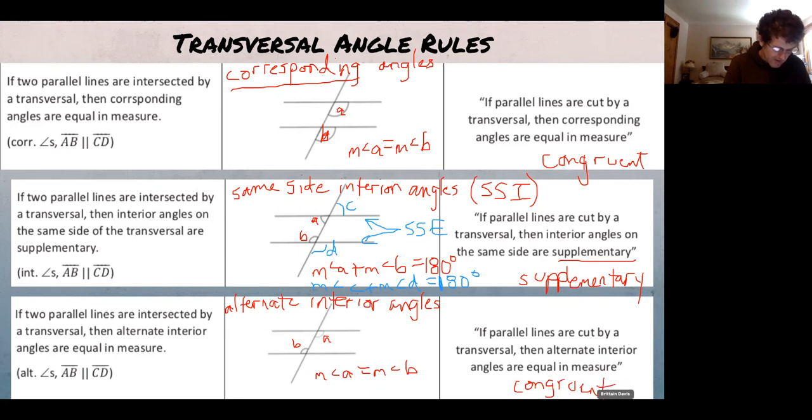All right, and just like we had with our same side exterior angles, we have an exterior version of these. So if I call this one C and this one D, I could also have alternate exterior angles. So the measure of angle C will equal the measure of angle D. And like you might guess, we've got names for this. Alternate exterior angles can be referred to as AEA. Alternate interior can be referred to as AIA.